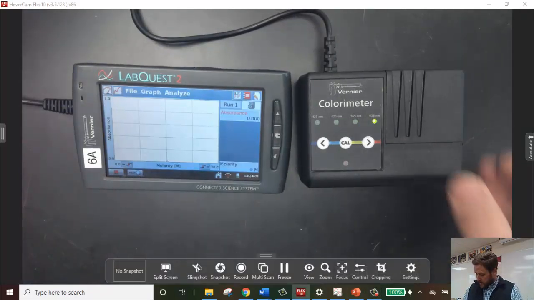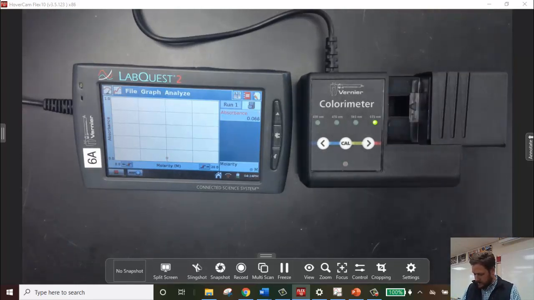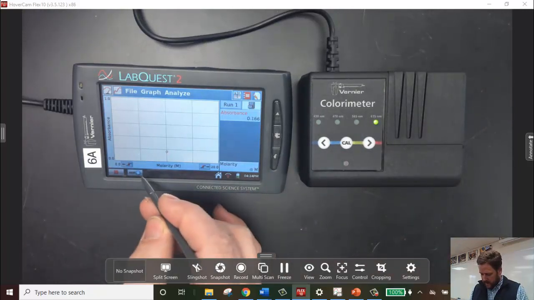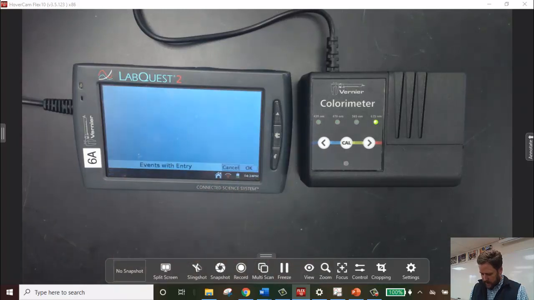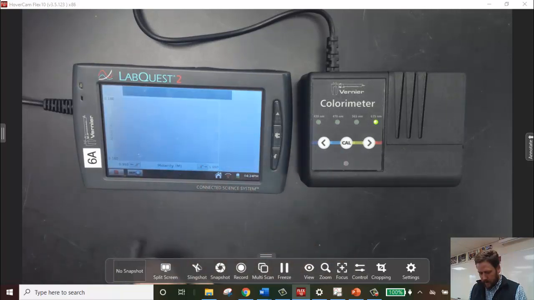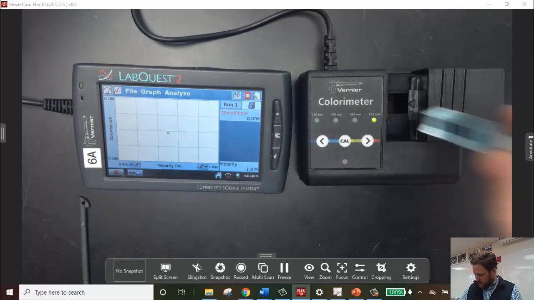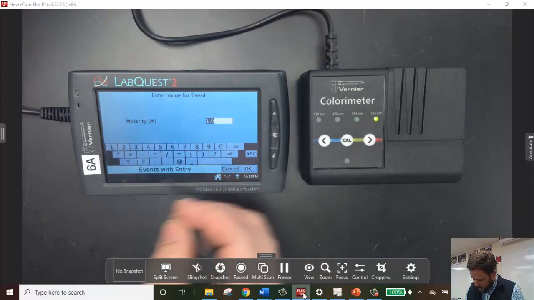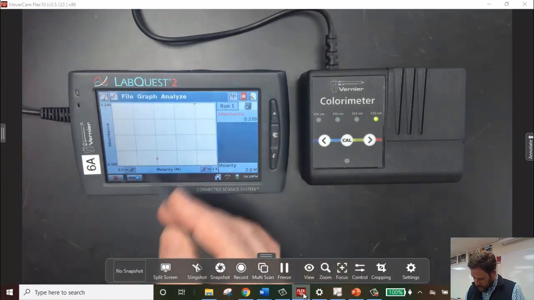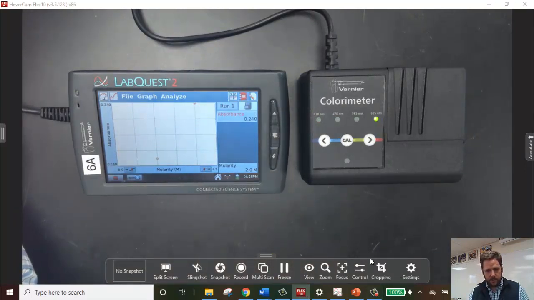I've set the LabQuest up to record as events with entry, so it's only going to record an event when I tell it to. Here's the first solution, which is 1 molar. I set it in the spec, and I tap keep once the absorbance is steady, and it's going to prompt me for the molarity. The molarity of this solution is 1. Now I'm going to go ahead and put the next solution in. You know the next solution has a molarity of 2. I'll tap keep now that it's stabilized and enter this molarity. The molarity of the second solution is 2. Now you can see there's a linear relationship starting to form. I'll go ahead and do the next 3 solutions.